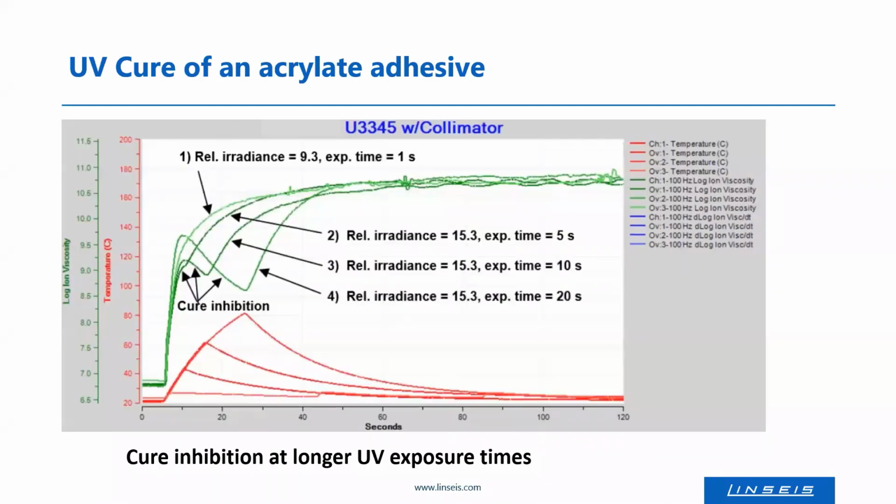Here is an example, also UV curing the same sample, a UV curing acrylate adhesive. The intensity was changed here, and interesting is that at a certain intensity, if you increase it further, you do not accelerate your curing anymore. The opposite effect, an inhibition, occurs.